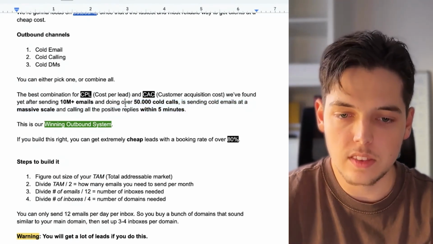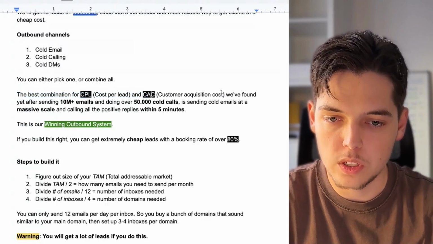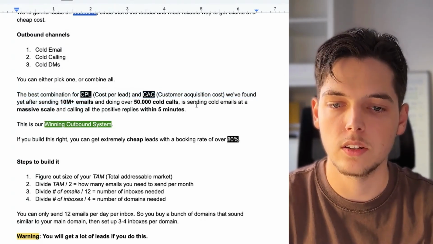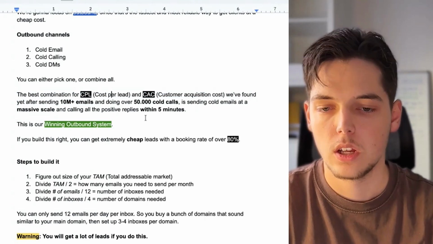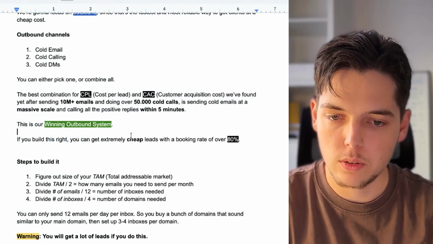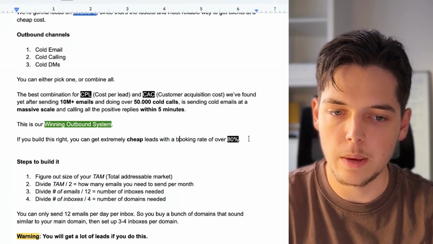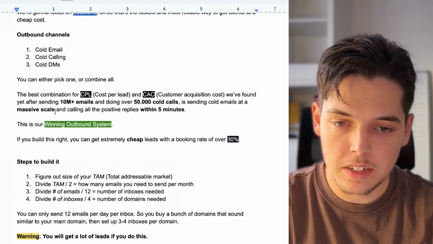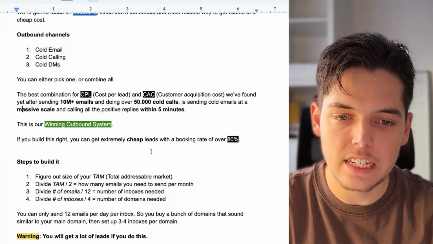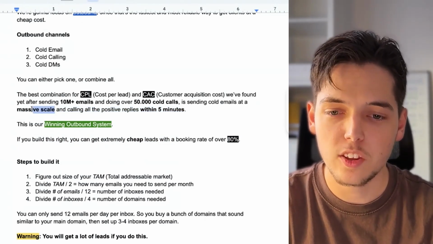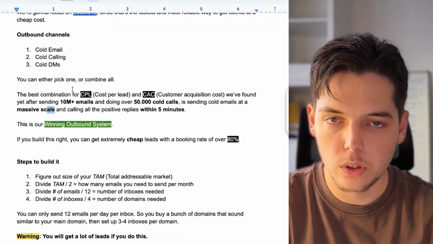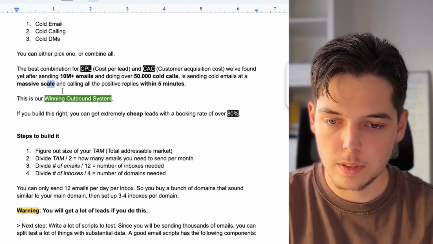This is the best thing you can do for these two metrics, which are the most important ones, because you want to spend the least to get a lead and a customer. That's the goal. Okay. And so if you build this right, you can get extremely cheap leads with a booking rate of over 80%, meaning if you get 10 replies to your email, you can book 8 of them at least. Okay. And you can send thousands and thousands of emails every single day to your entire total addressable market. This will just smash.